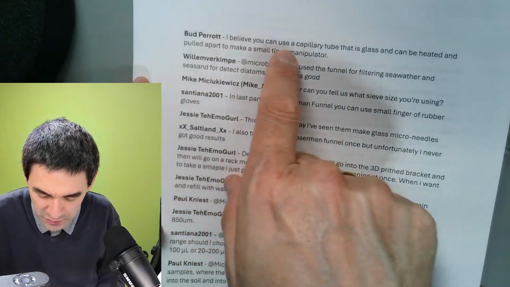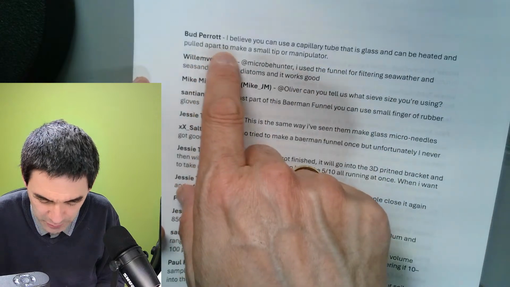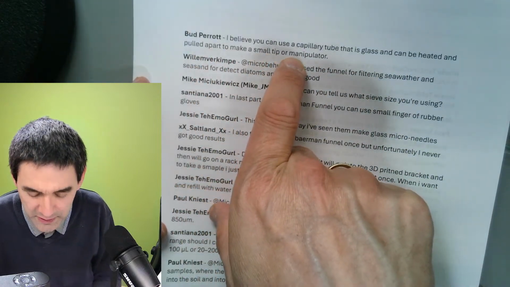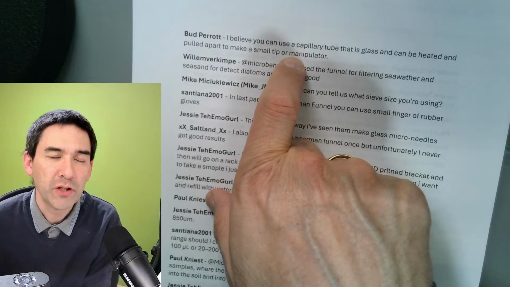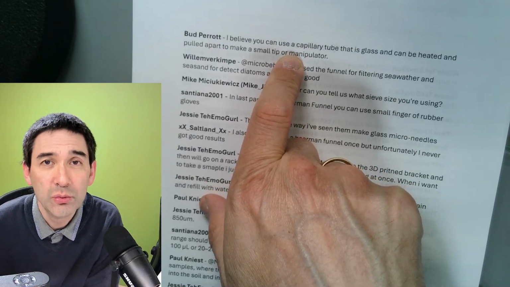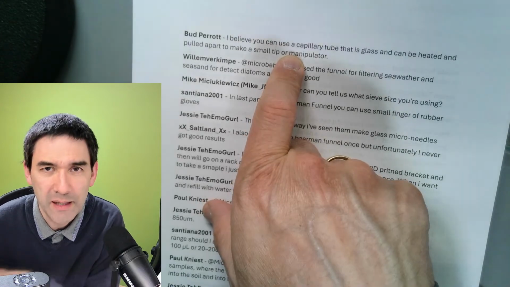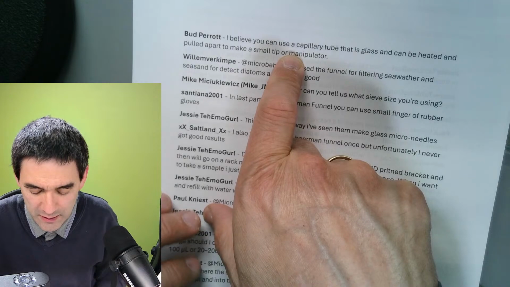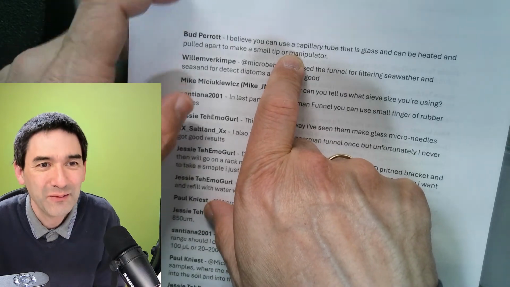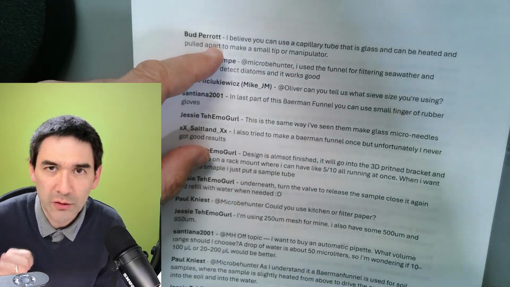I believe you can use a capillary tube, that's glass, and then it can be heated and pulled apart to make a small tip or manipulator. Yes, and I have actually done this as well. You can use a glass pipette and pull it apart as well. I think it's even easier with glass than with plastic, but I didn't have one right now, and I simply wanted to use the plastic ones because they were easy to connect to the pipette.